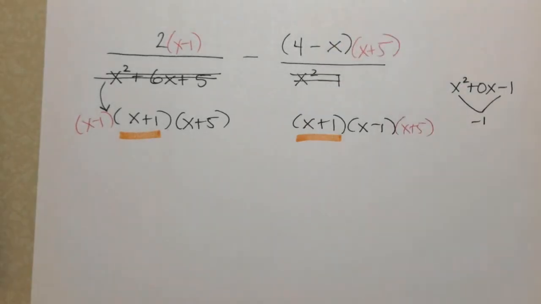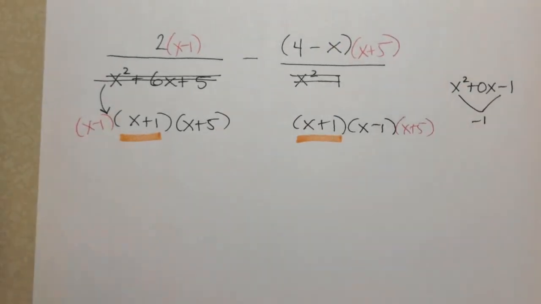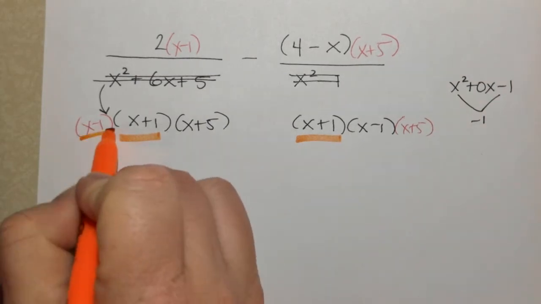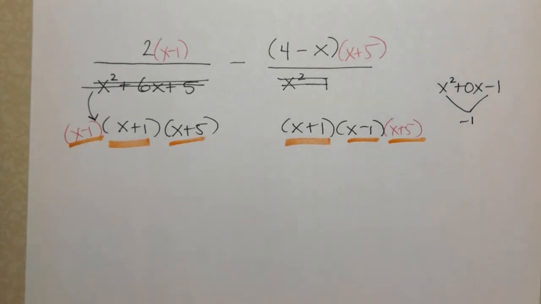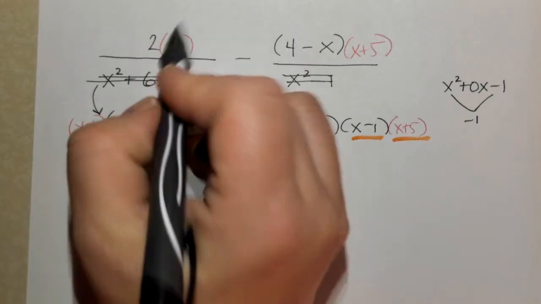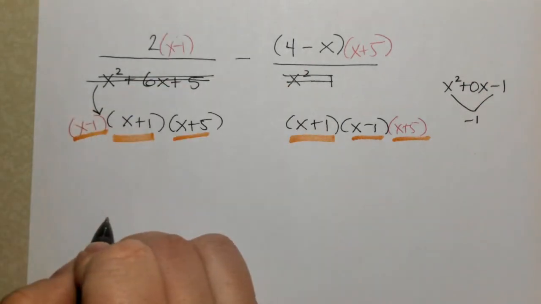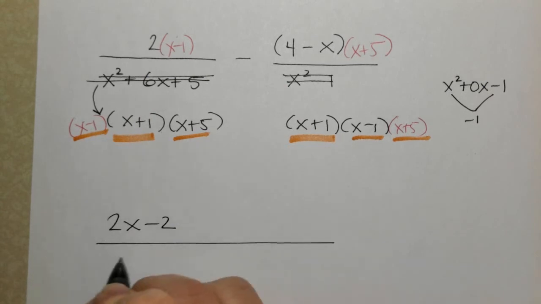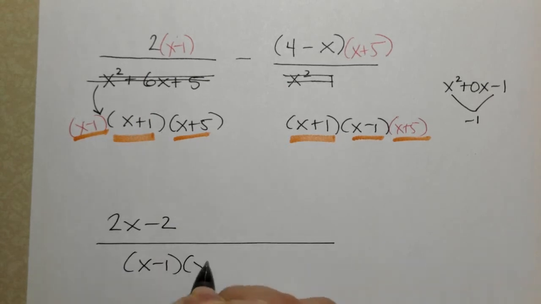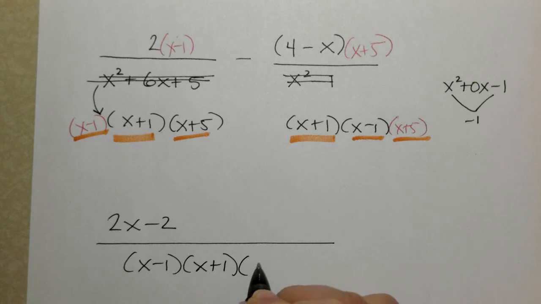Now what makes this tricky is that we have a subtraction in the middle. So I'm just going to verify once again. I have an x minus 1, x minus 1, x plus 5, x plus 5. Okay, so on top, I'm going to distribute this to start with. So 2x minus 2. On the bottom is x minus 1, x plus 1, and x plus 5.